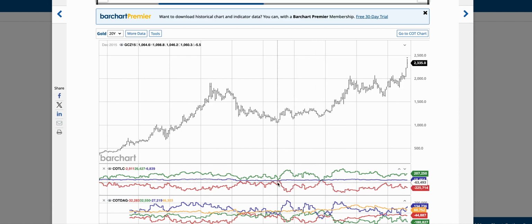Another significant one is this moment here, where for a short while, a similar kind of scenario happened in December 2015, where the commercials became net buyers, or became kind of neutral around here for a short while, and we have seen a massive low taking place in the marketplace. So something to be aware of.